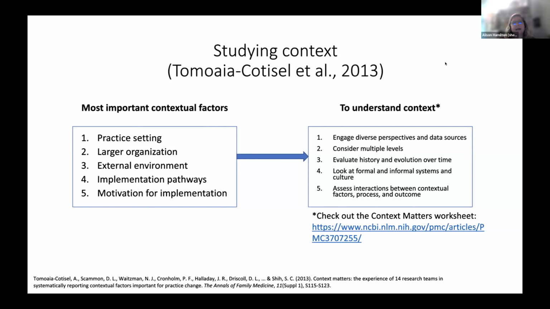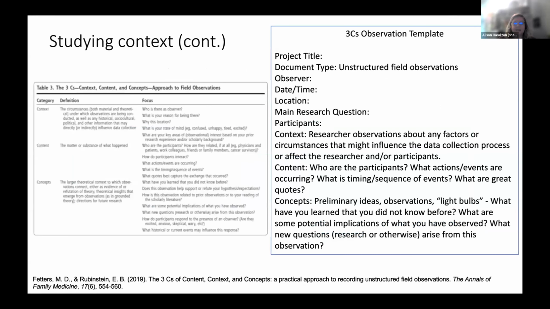And our next approach, on the next slide, please, is an approach developed by Mike Fetters and Rubenstein about the 3 C's. I absolutely love this way of thinking about things. They talk about the value of assessing content, context, and concepts, a very practical approach to recording unstructured field observations.